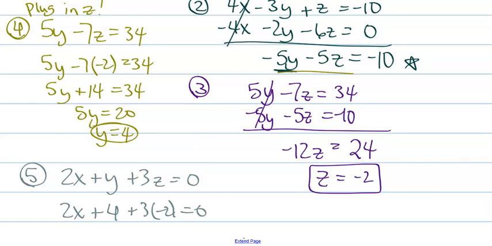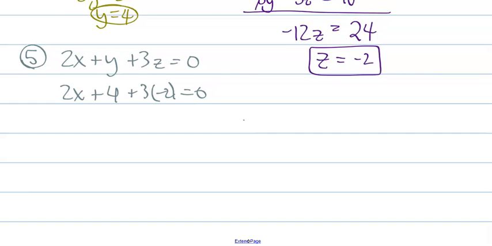Give myself a little more room. So this would be 4 plus negative 6, so minus 2 equals 0, which you just move that 2 over and you end up with x equals 1. Okay, so that's a lot. That's a lot of work for one problem. That's the hallmark of these. It is a lot of work.